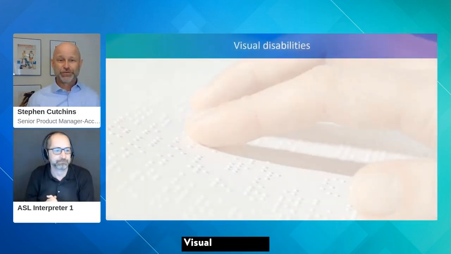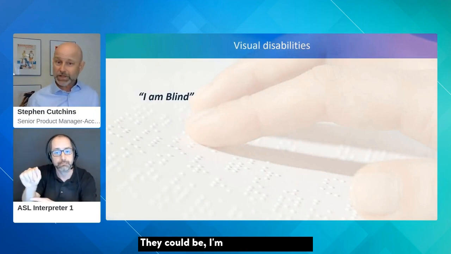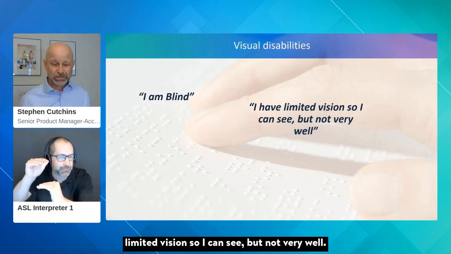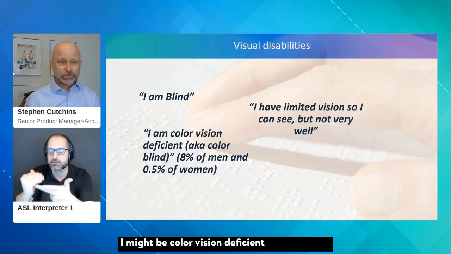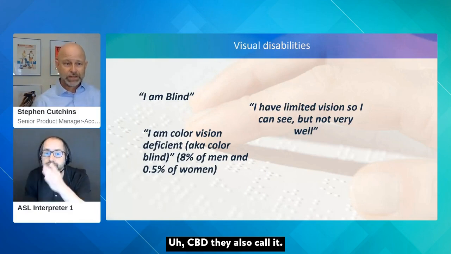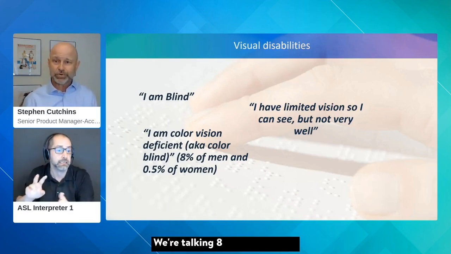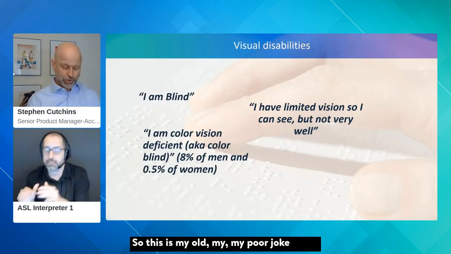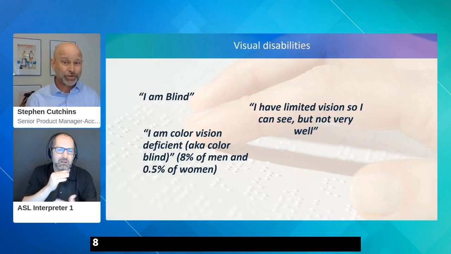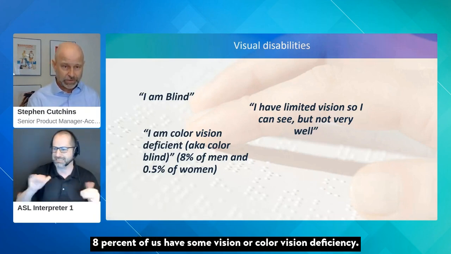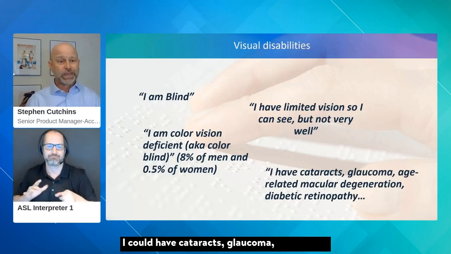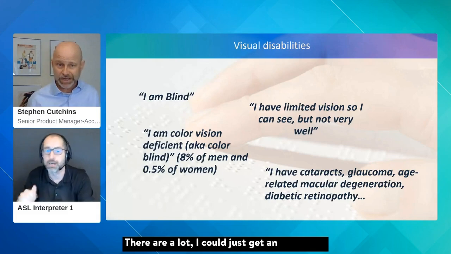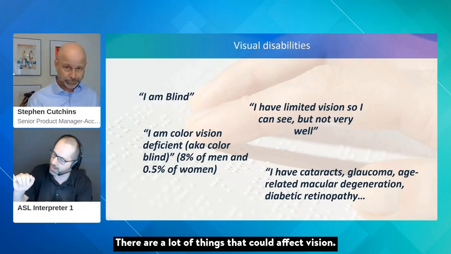All right, visual disabilities. They could be, I'm blind, I might have limited vision so I can see, but not very well. I might be color vision deficient or colorblind. CBD, they also call it. This is a pretty big number also. We're talking 8% of men. It's only about 0.5% of women. So this is my poor joke about like men don't dress nearly as well as women. 8% of us have some vision or color vision deficiency. I could have cataracts, glaucoma, age-related macular degeneration, diabetic retinopathy. There are a lot. I could just get an eye injury. There are a lot of things that could affect vision.